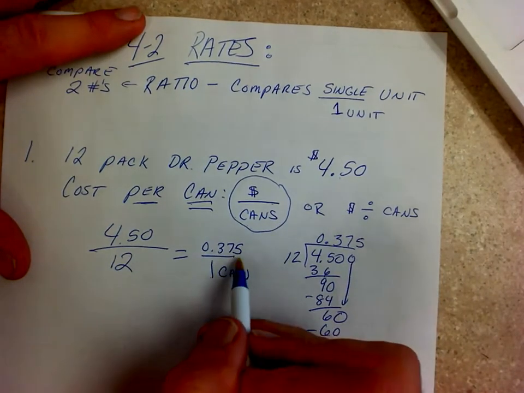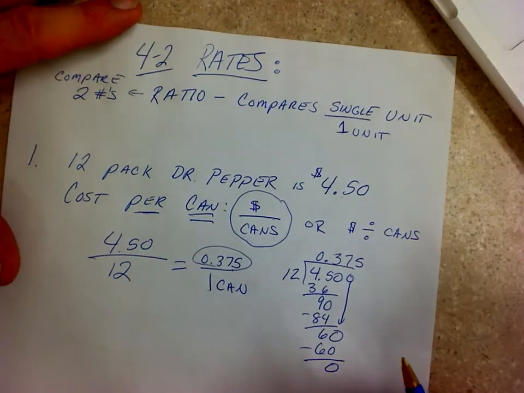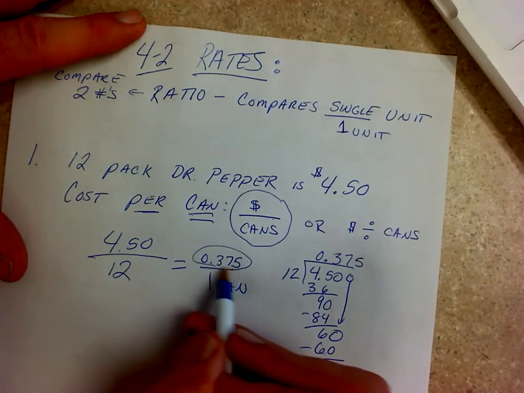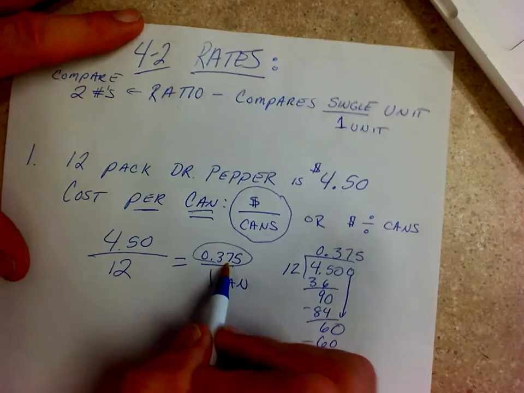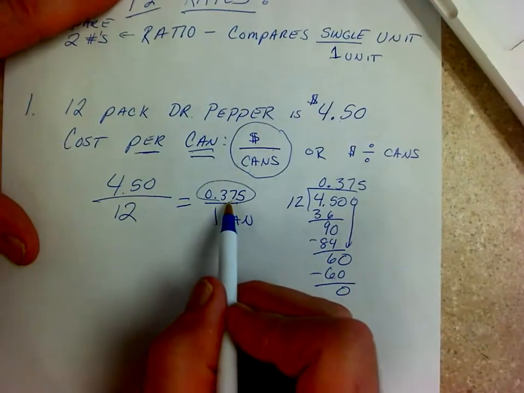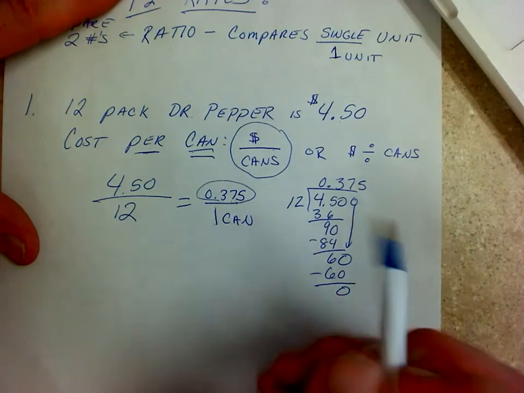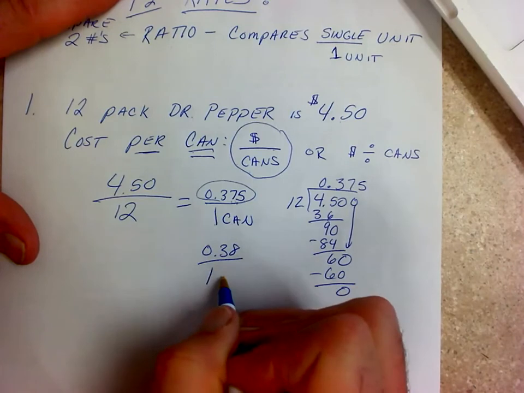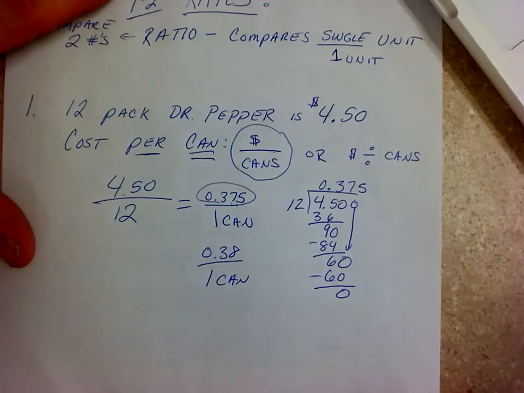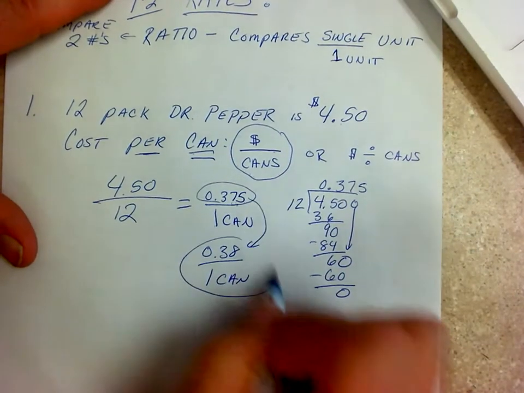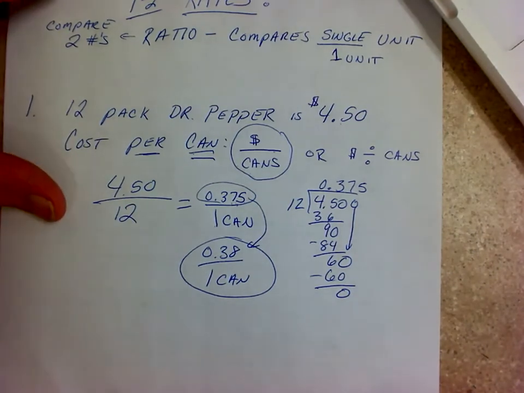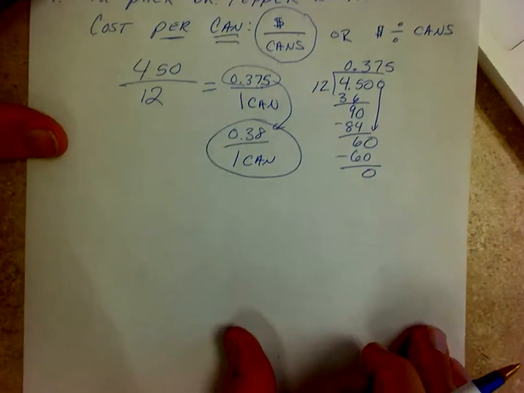Now, obviously, we are talking money, so we need to adjust here, because when we deal with money we're only allowed to go to 2 decimal places. So we would round; the 5 tells us we need to round this up. So one can is 38 cents per can. That's one kind of rate that we would see.